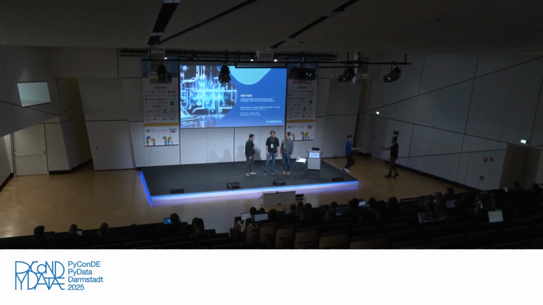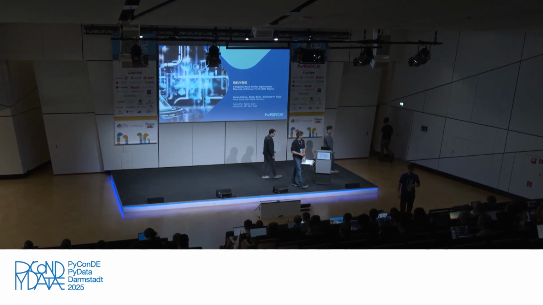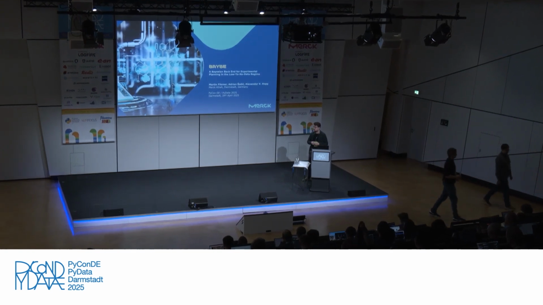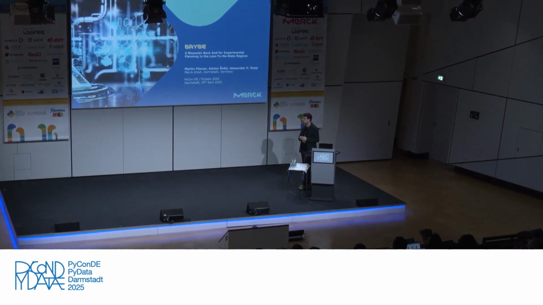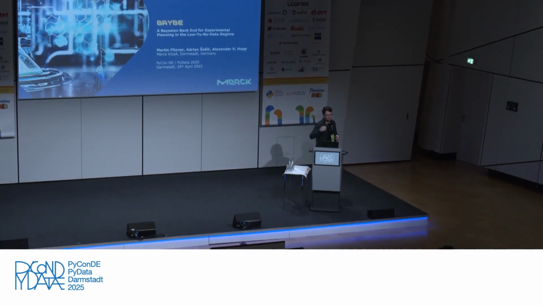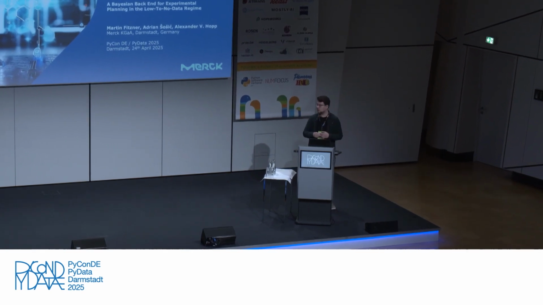So with this, I guess I will shove off my co-speakers for the moment, because we actually split into 3 sections today. This tutorial, this talk today, is about BayBE, which is a shortcut for Bayesian backend. And you can use it for experimental planning, particularly in the low-to-no data regime, and that is actually an extremely relevant regime in an industrial context.